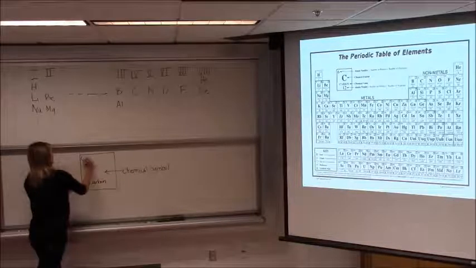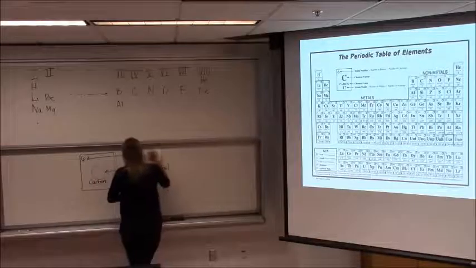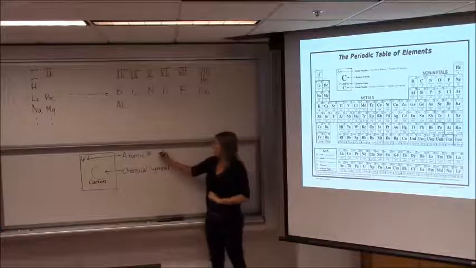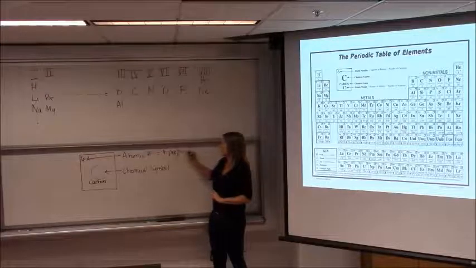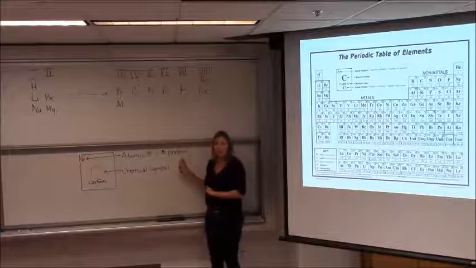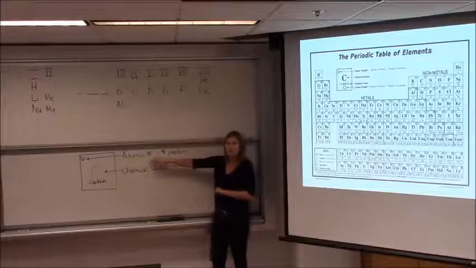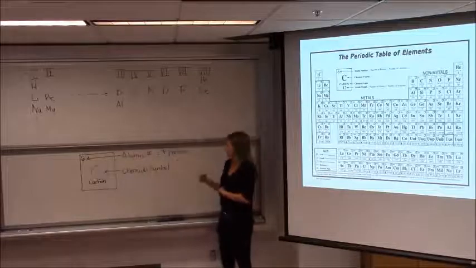Okay, and then we have what's called the atomic number. And that atomic number tells us a couple of really important things about that element. It tells us the number of protons in the nucleus of that element. So how many protons does carbon have in its nucleus? We know that from the atomic number. It has 6 protons in the nucleus.